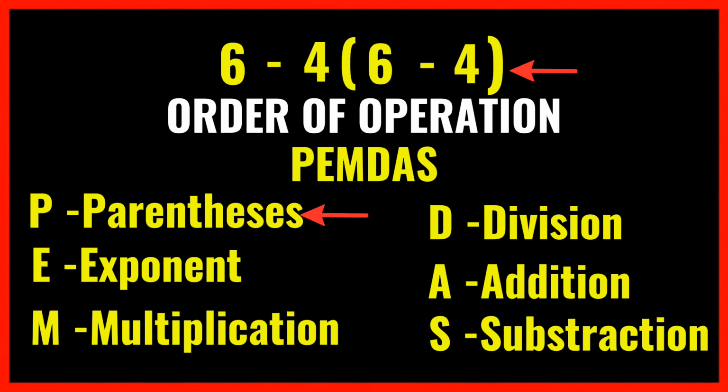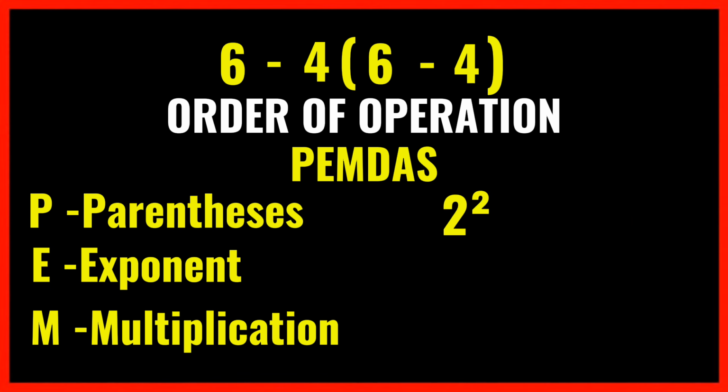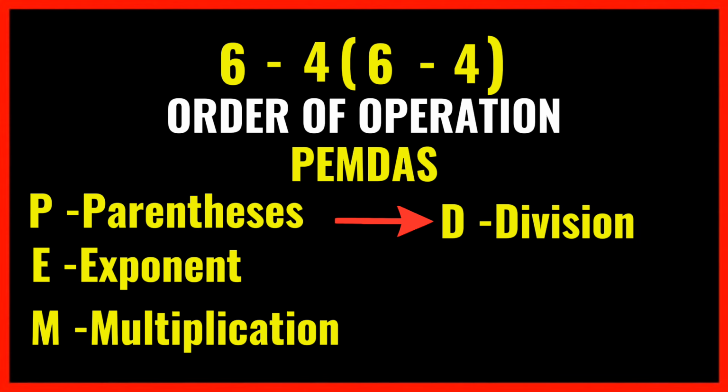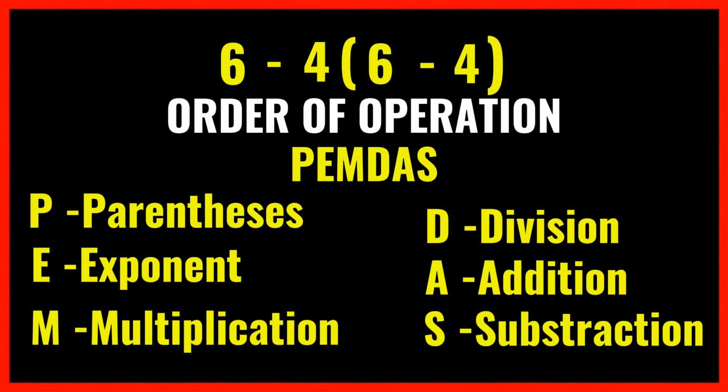For example, if we have 3 plus 1 inside brackets, we solve that first to get 4. Next, we handle exponents, such as 2 squared, which equals 4. Then we move to multiplication and division. And it is very important to remember that multiplication and division have equal priority, so we solve them from left to right. We handle addition and subtraction, which also have equal priority and must be done from left to right.